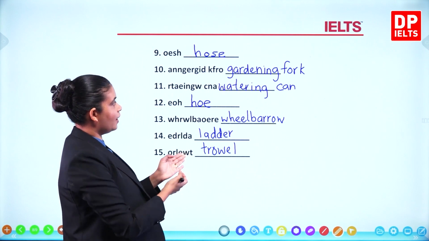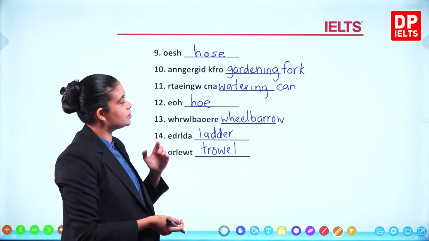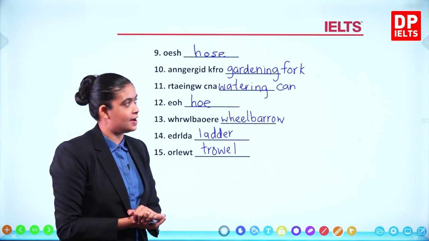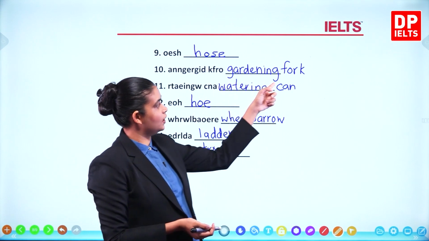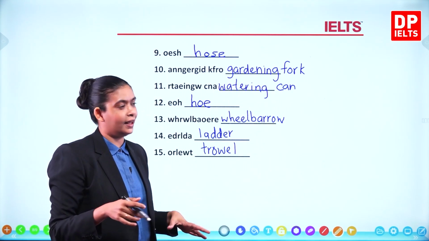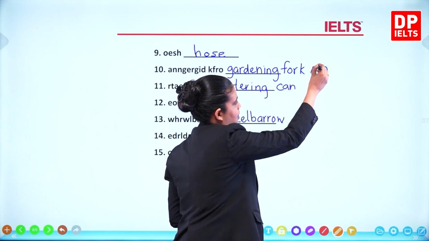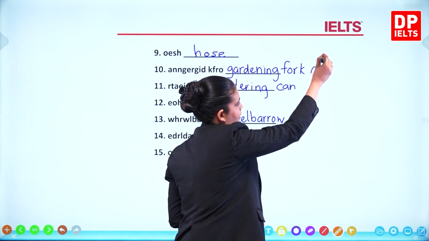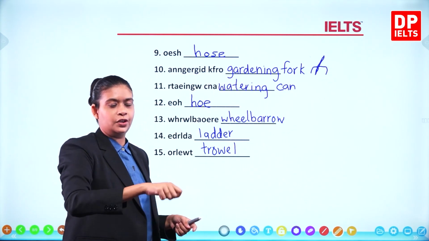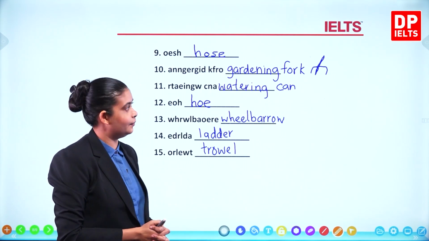So, you have got the answers now. First one is hose. By now you know what a hose is. You use it to water your plants. Next one is a gardening fork. Now it's like a fork, like a real fork, right? It is like this, okay? And it's got a small thing like that, okay? So it's a little fork, right? Where you can actually use it when you're working with the soil, right?